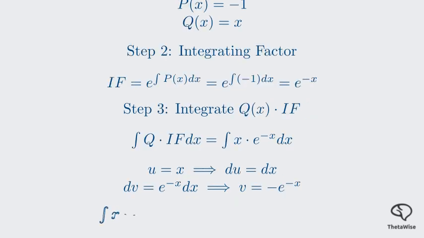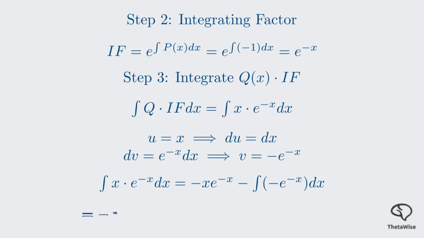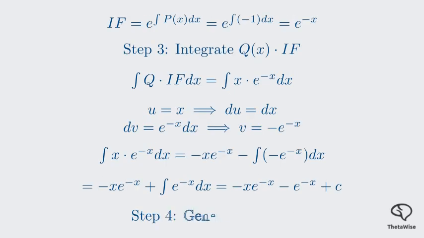Applying the formula uv minus the integral of v du, we get x times negative e to the negative x, minus the integral of negative e to the negative x dx. The two negative signs in the second term cancel. This gives us negative x e to the negative x, plus the integral of e to the negative x dx. The integral of e to the negative x is again negative e to the negative x. So our expression for step 3 is negative x e to the negative x minus e to the negative x plus c.